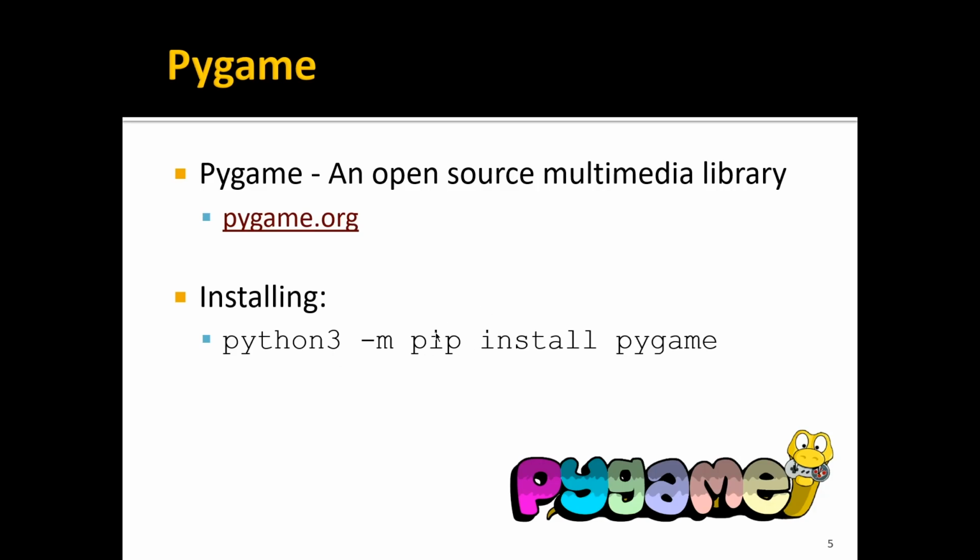-m here just means run this package manager as though it were a program for Python. It can also be run standalone. Install is a command for pip to say to install a new library, and pygame is the library that we want to install. So this will download and install the Pygame library for use in our code.